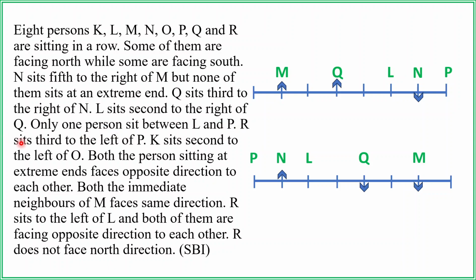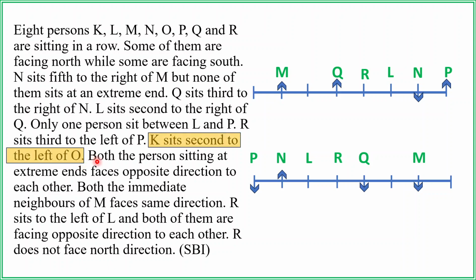Okay, R sits third to the left of P. So in the first case, let's suppose P is facing north direction. So R sits third to the left of P means first, second and third. So R will be placed here in first case. And in second case, let's suppose P is facing south direction. So R will be placed here at this position. K sits second to the left of O. We do not know K and O yet, so I am going to highlight this part so we can come here later.